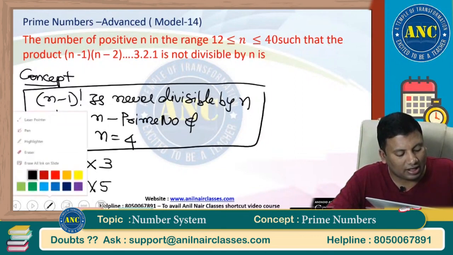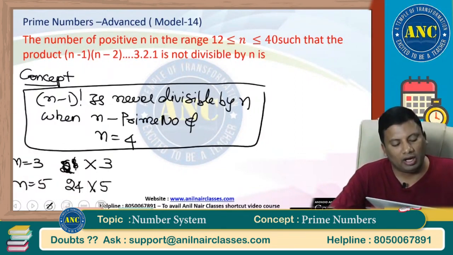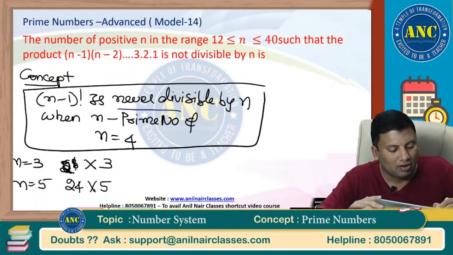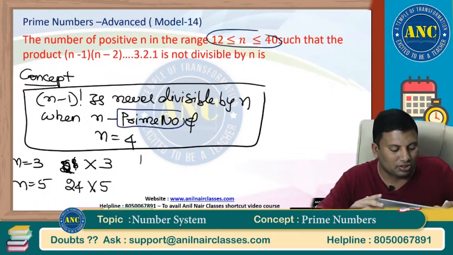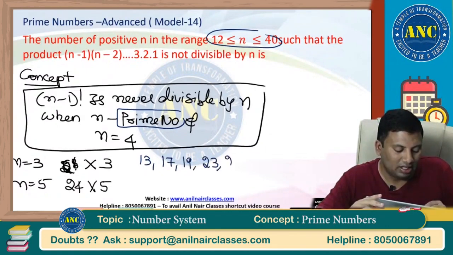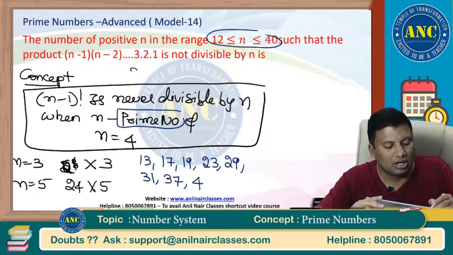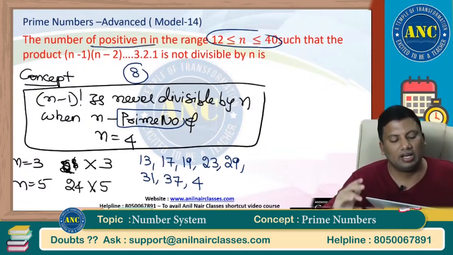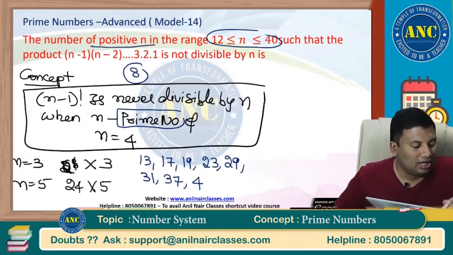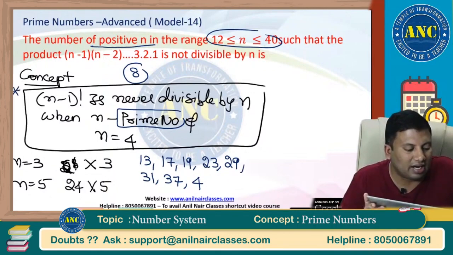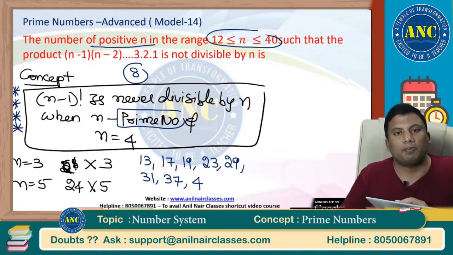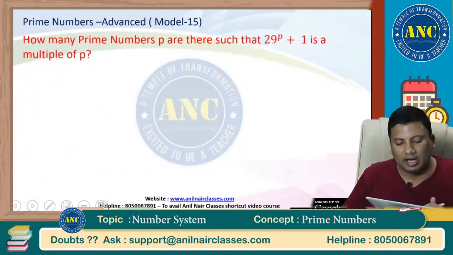So, n minus 1 factorial is never divisible by n when n is a prime number and when n equals 4. What are all the prime numbers from 12 to 40 possible? 13 is a prime number. 17 is a prime number. 19, 23, 29, 31, 37 and n equals 4. 1, 2, 3, 4, 5, 6, 7, 8. Total 8 values n can take such that n minus 1 factorial is never divisible by n. Previous year CAT question, sir.